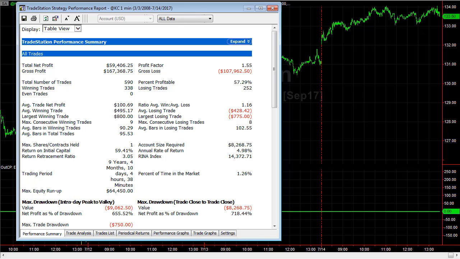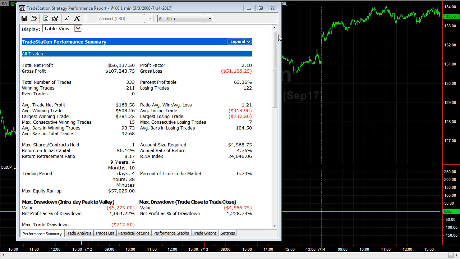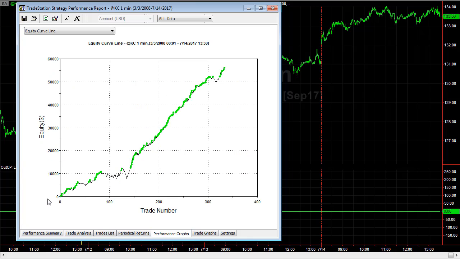I'm going to pause the video. So here are the results on the short side only, and this also includes $25 round turn slippage and commission. And here is the equity curve. Incredibly nice equity curve, especially since this time.